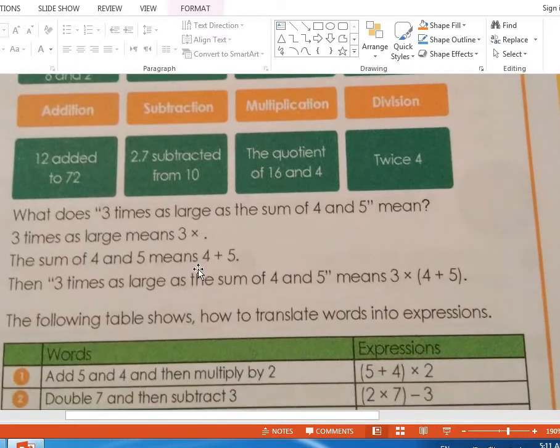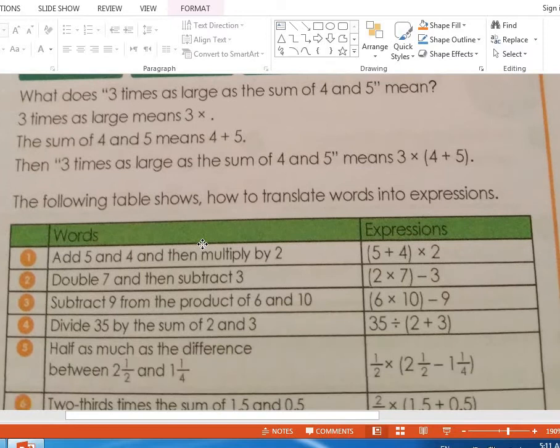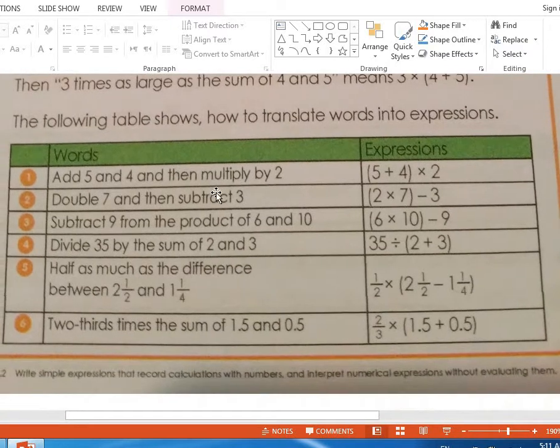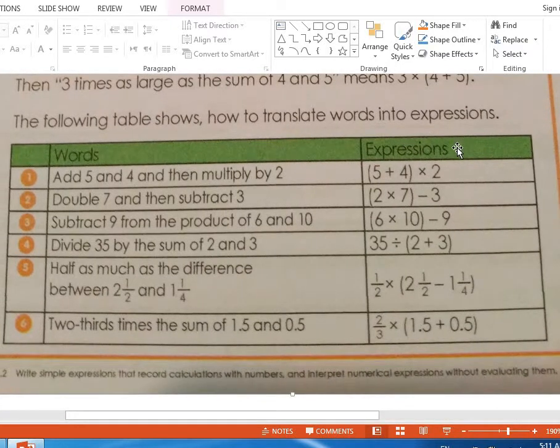Okay? Here, the following table shows how to translate words into expressions. I have here the words and here I have the expressions. Add 5 and 4 and then multiply by 2. Add 5 and 4, make plus. 5 plus 4 in brackets, don't forget. This is an important point, Abdurrahman. Multiply by 2. The sum of them, then multiply by 2.